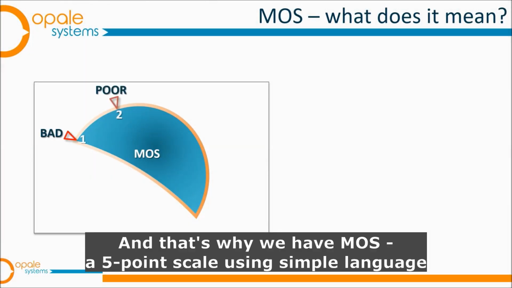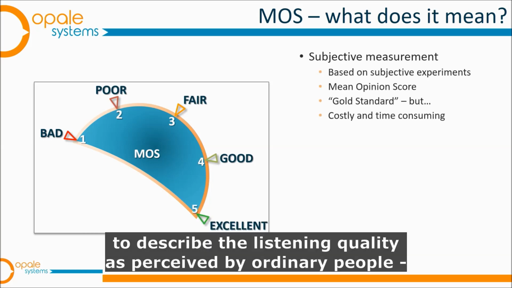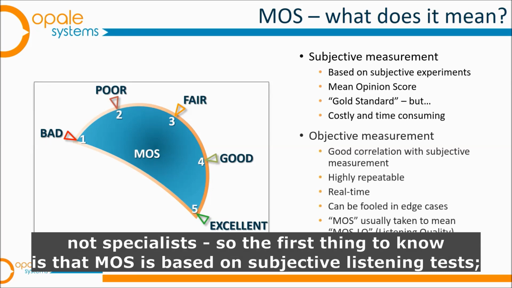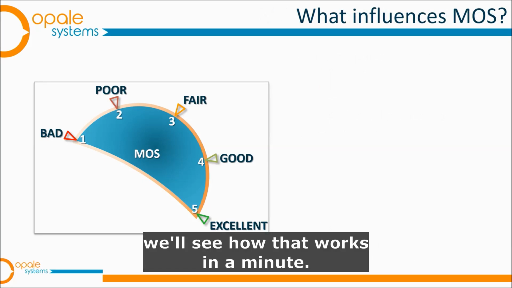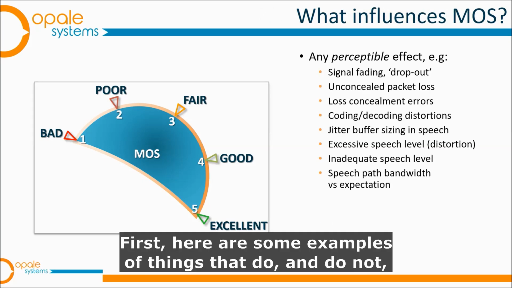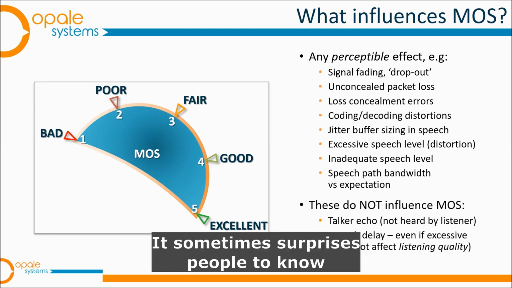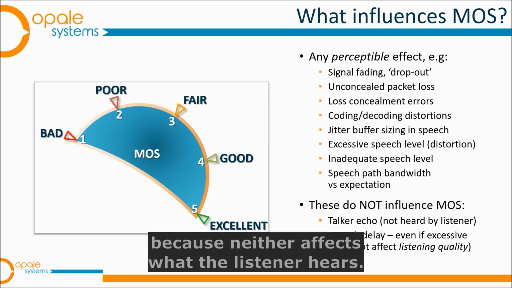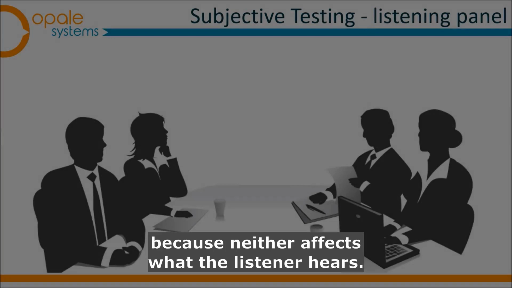And that's why we have MOS, a 5-point scale using simple language to describe the listening quality as perceived by ordinary people, not specialists. So the first thing to know is that MOS is based on subjective listening tests. We'll see how that works in a minute. First, here are some examples of things that do and do not influence MOS. It sometimes surprises people to know that talk or echo and even long delay or latency do not influence MOS, because neither affects what the listener hears.